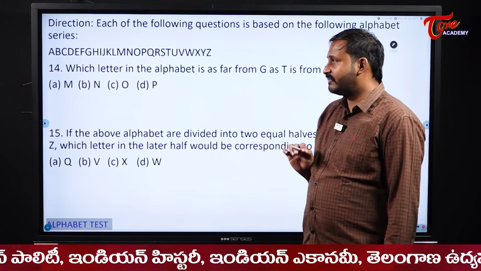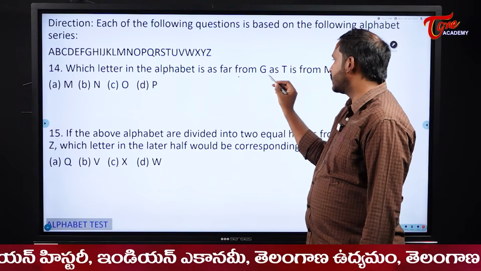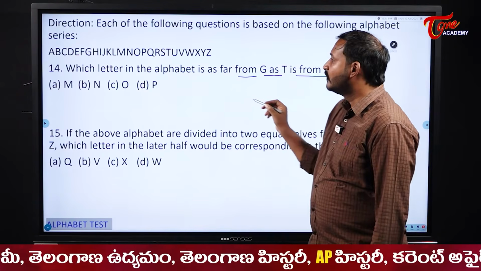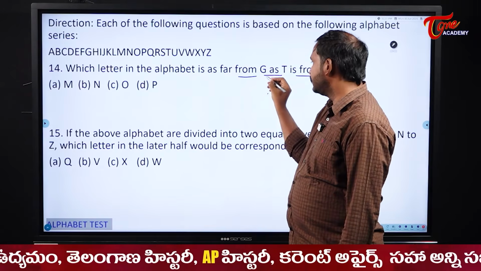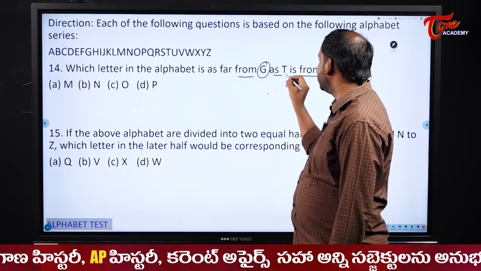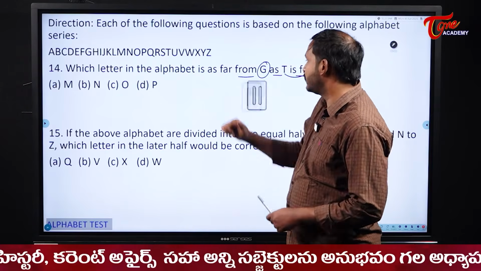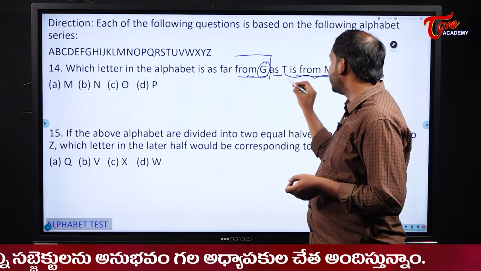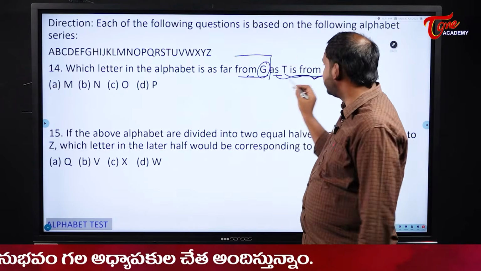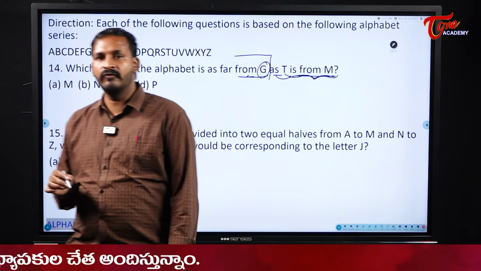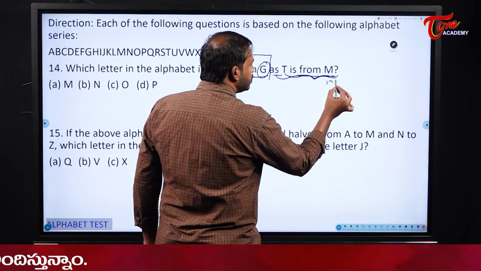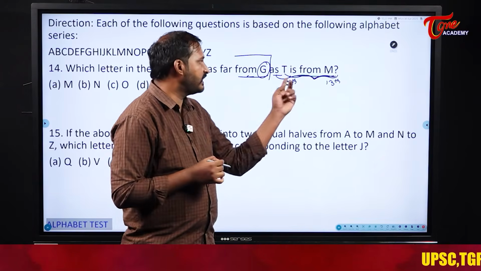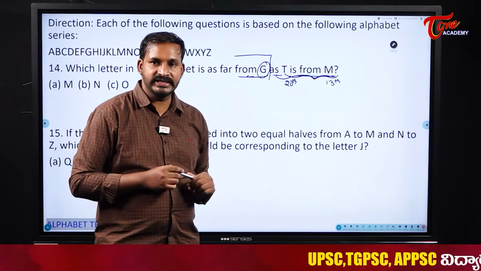The same series A to Z was given. Then which letter in the alphabet is as far from G as T is from M? You should understand the question properly, students. I need to find a letter which is as far from G as T is from M. Just tell me, T is how far from M? M is the 13th alphabet and T is the 20th alphabet. So 13 plus 7 is the 20th alphabet, right?